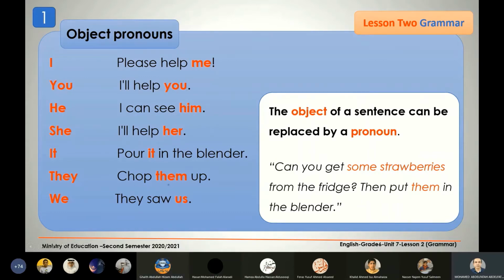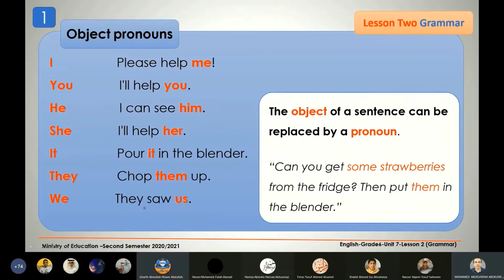So we use the object pronoun them, which replaces the subject pronoun they. They chopped the tomatoes, they chopped the banana, they chopped anything. Here they chopped them up. And the last one is we, the subject pronoun we. For example, we go to school every day, we play together every day, we play online games every day. The object pronoun of the subject pronoun we is us.